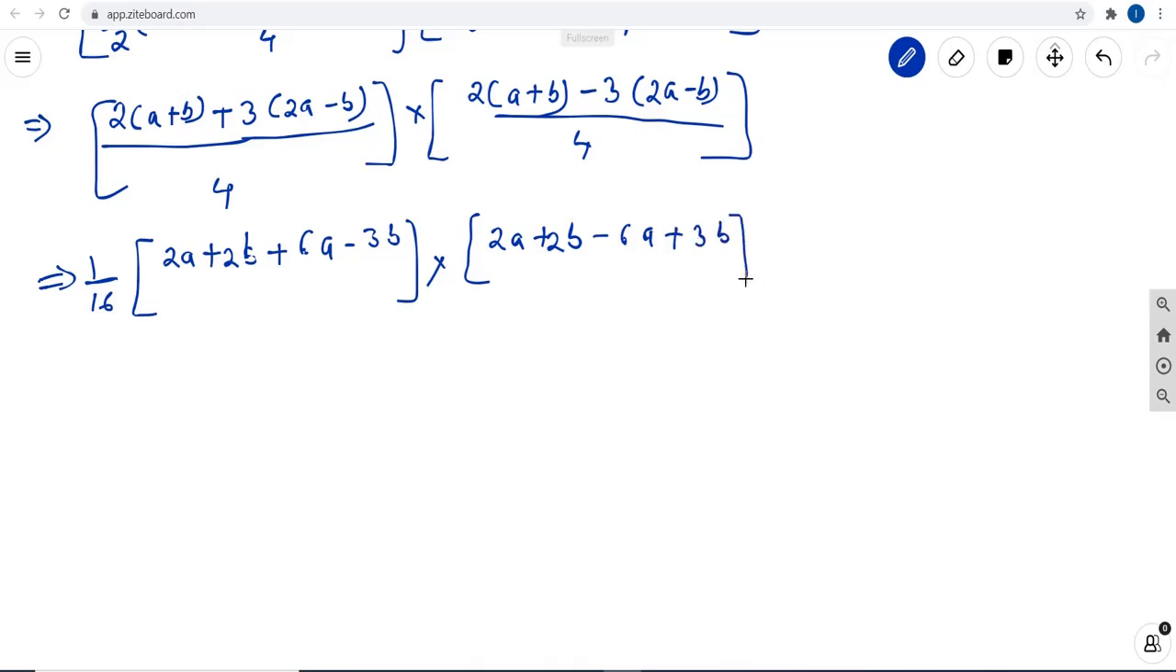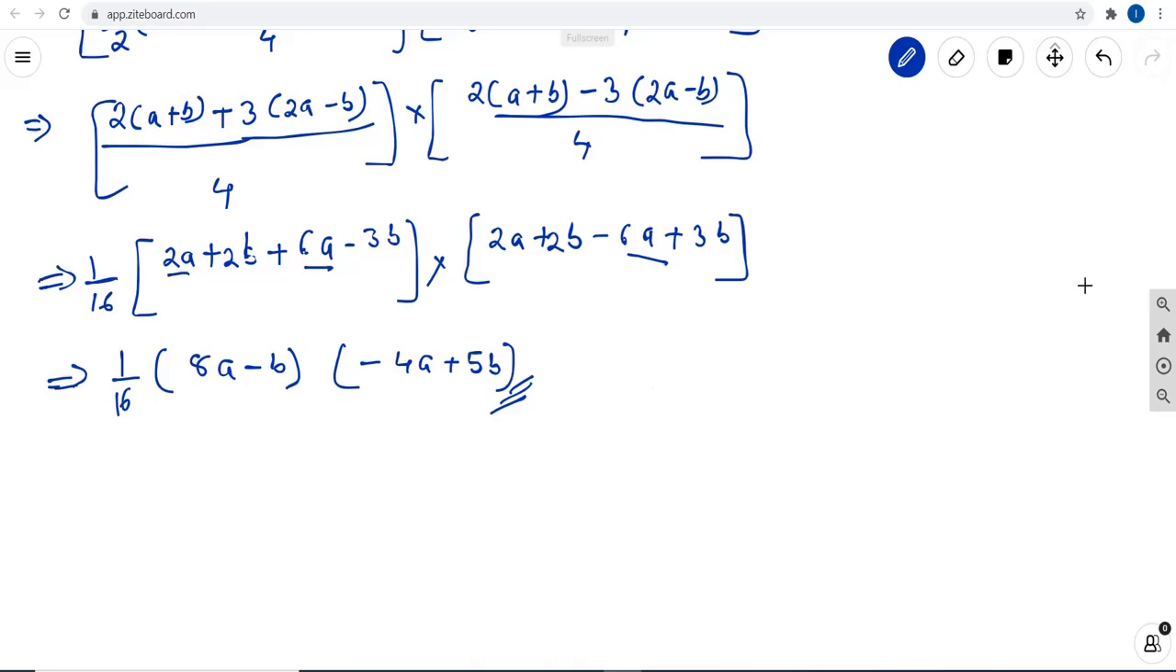One more step we can write down here: this one as 1 by 16 into, so 2a and 6a, this becomes 8a, and 2b minus 3b, so this becomes minus b, one term. And one more term is what? 2a minus 6a, so this becomes minus 4a. 2b plus 3b, so this becomes plus 5b. So this is the solution for problem number 18.